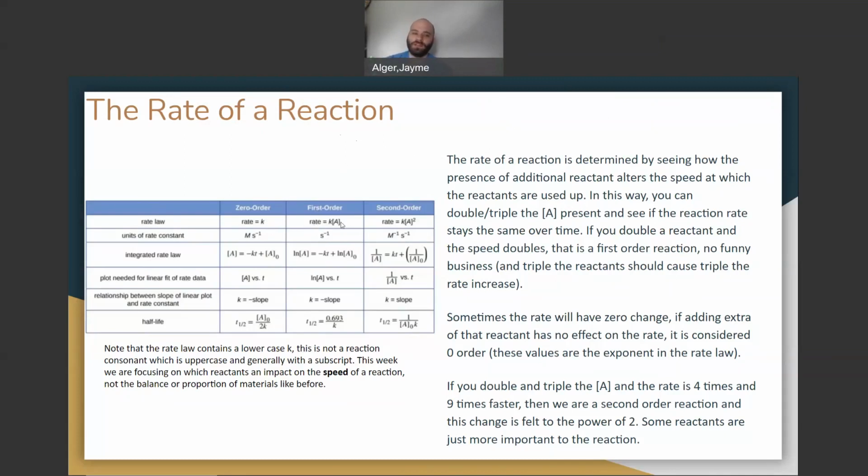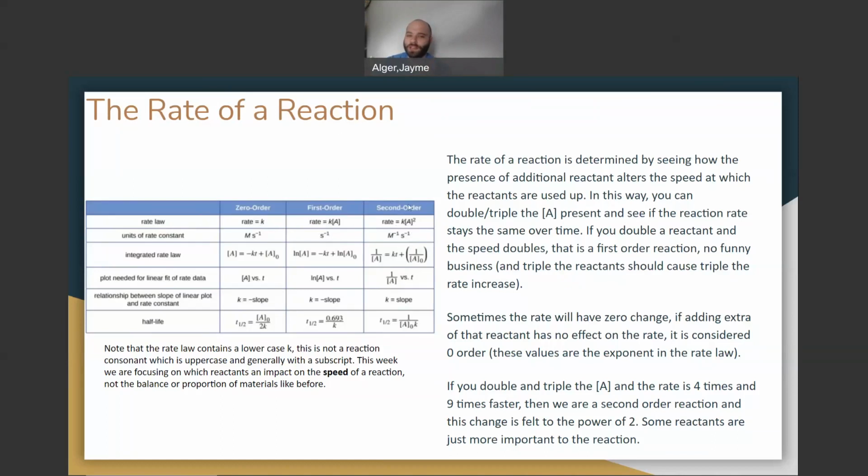And then the first order reactant has A to the first power, just one A concentration here. And if we were to double a first order reactant, we would notice double the change in rate. So tripling a first order reactant would have triple the impact on the rate.